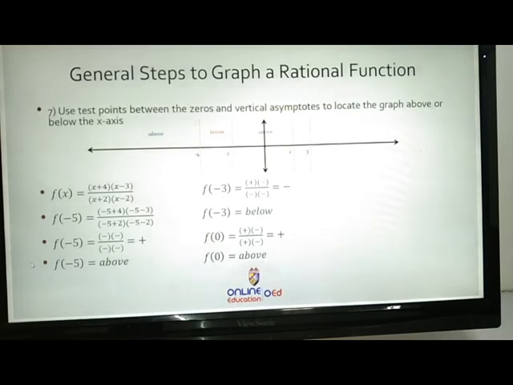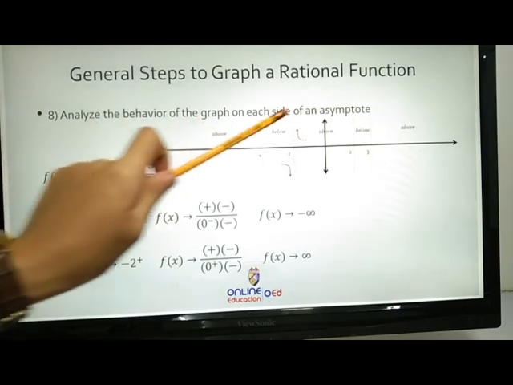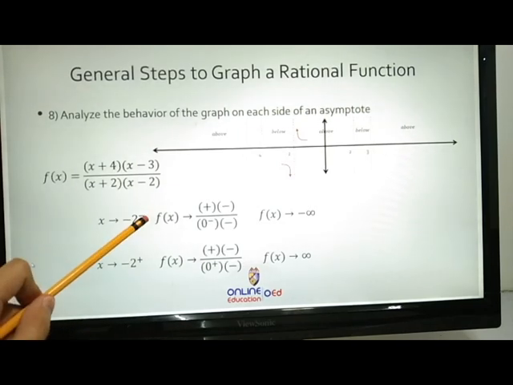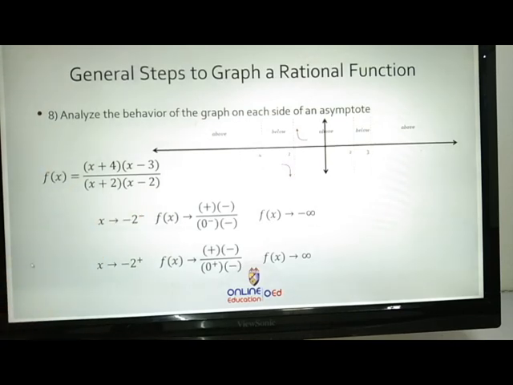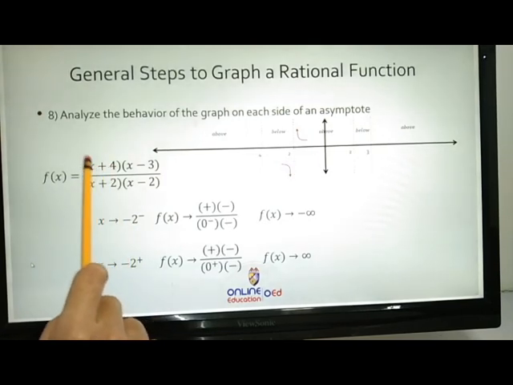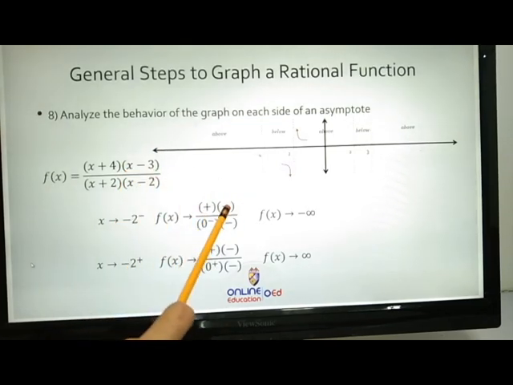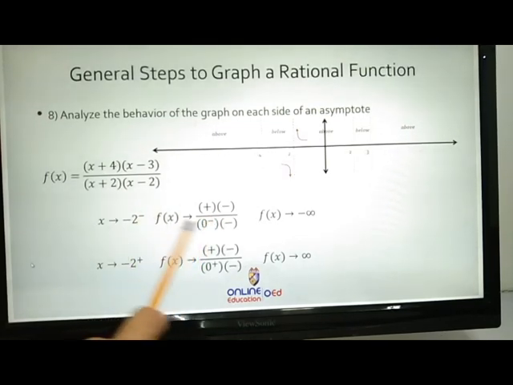So, yan na yun. Next, number 8, analyze the behavior of the graph on each side of an asymptote. Okay? Analyze the behavior. So, given ito, for x, that is negative 2 going downward. Okay? Ibig sabihin yan, going downward. When x is negative 2, that is going downward. So, paano ba siya? Analyze natin yung behavior niya by substituting negative 2 dito. So, we have negative 2 plus 4, positive. Okay? Negative 2 minus 3, negative. Negative 2 plus 2, 0, going downward. Kaya siya mayroong negative sign, going downward.